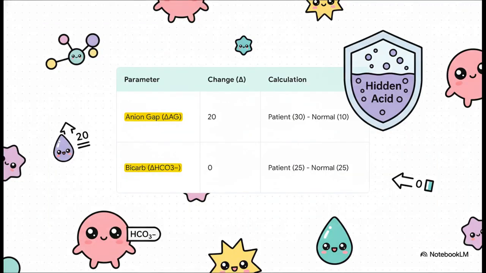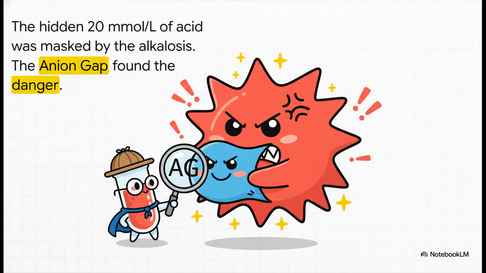We can actually put some numbers to this. It's a concept some people call the delta-delta. Just look at the change from normal for both values. The anion gap went from a normal of about 10 up to 30, so its change, its delta, is 20. But the bicarbonate went from a normal of 25 to 25. Its change is 0. That huge discrepancy of 20 tells you exactly how much hidden acid was being covered up. So here's the bottom line. The only reason we found that potentially life-threatening acidosis was because we calculated the anion gap. It was the only tool that could see through all the smoke and mirrors of this mixed disorder and show us the real danger.